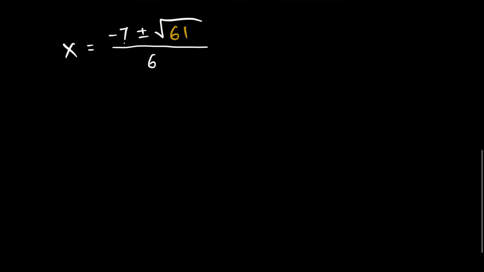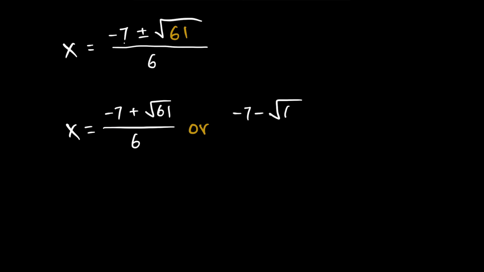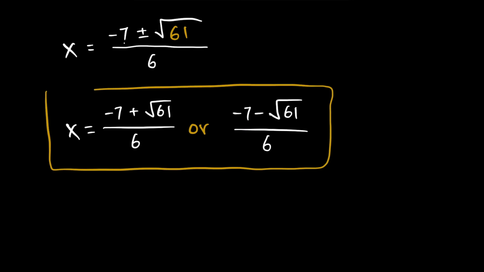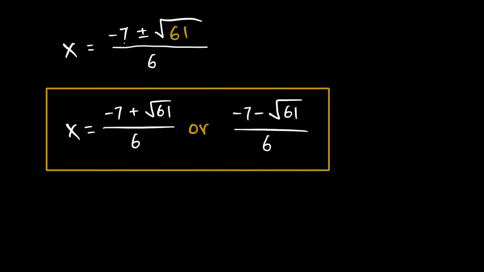So what this means is we have two answers for this quadratic. X can either equal negative 7 plus the square root of 61 divided by 6, or this can equal negative 7 minus the square root of 61 divided by 6, right? So these are the two answers for this question. Easy enough, right? Now let's move on to another example.